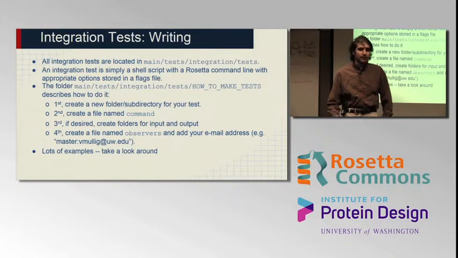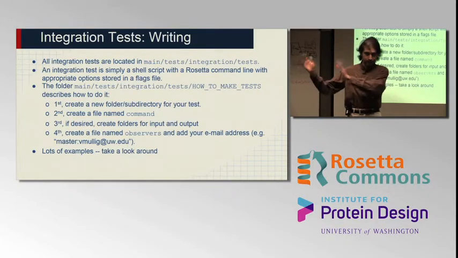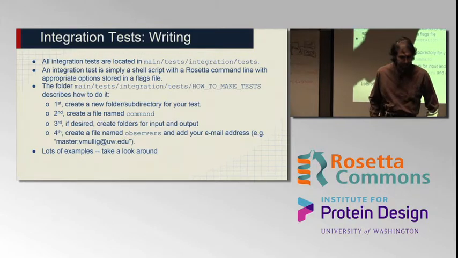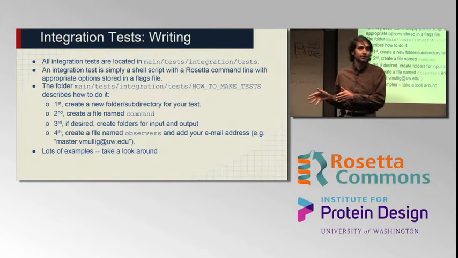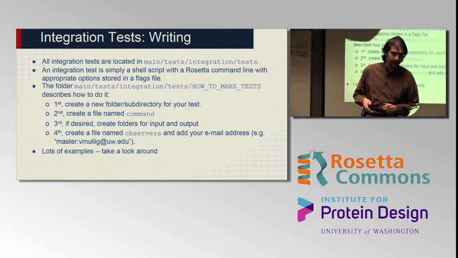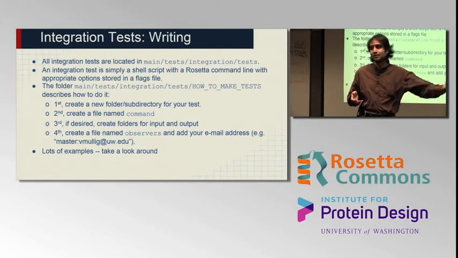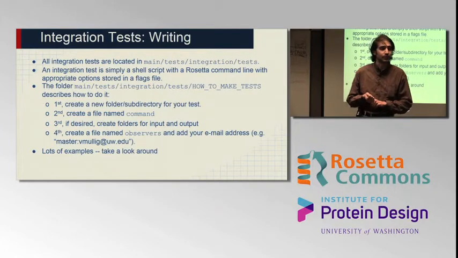Integration tests are located in main/test/integration, and then there's a subdirectory called tests, which actually has the tests. To add an integration test, first, add a new subdirectory to this tests directory. Second, create a file called command. It's usually best just to copy a command file from one of the other integration tests.